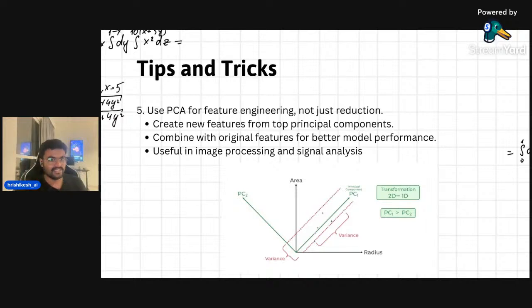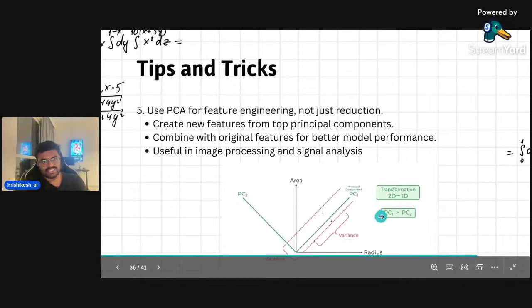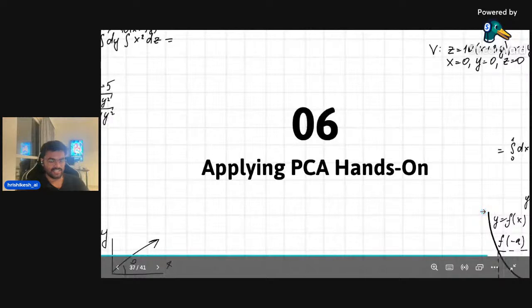So that is the thing. So combined with original features for better model performance. And where is this mostly used? Most of the time, or like all the time, with image processing or signal analysis. Still, you can make use of it on tabular columns having numerical values. One more thing you can see here is that principal component 1 contains more information than PC2 contains. That is the part we discussed earlier.